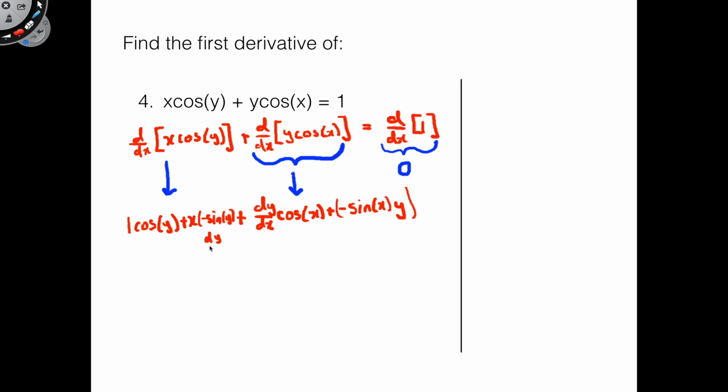dy dx. Okay, so now let's go ahead and find all our dy dx terms, and note that all of this is going to equal 0. So the first thing we're going to do is find all our dy dx terms. We've got one over there, we've also got one over there.